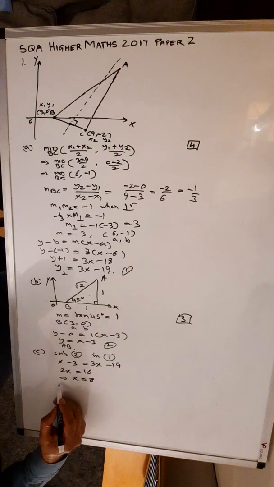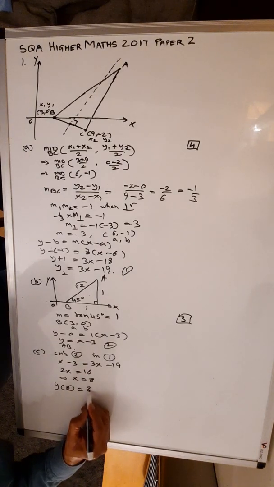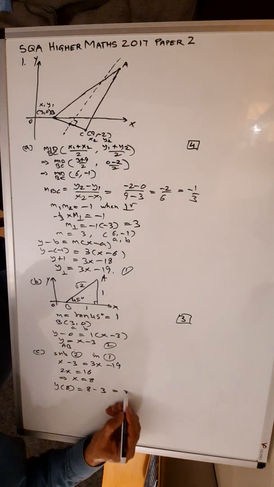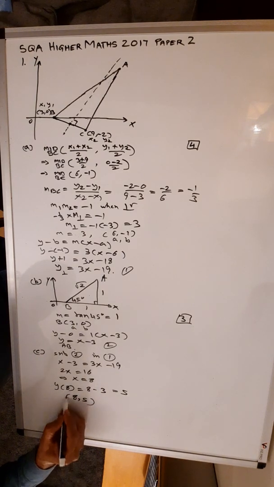And then you just put x into this equation for the y. What is y when x is 8? That would be 8 minus 3, which gives you 5. So the point of intersection is (8, 5), and that's for 3 marks.